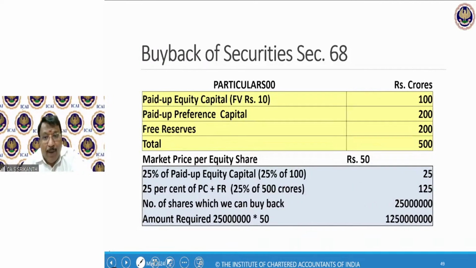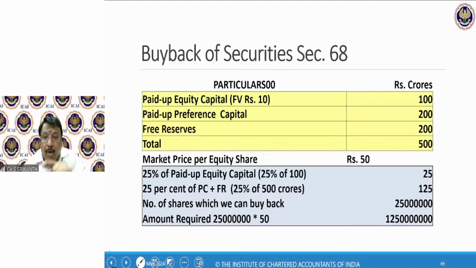Now, to buy back these 2 crore 50 lakh shares, how much do I have to spend? I have to pay the market price. No shareholder will give me below the market price. Why should he give it to me below the market price? Because he can also sell it in the market, right? So either I have to give him slightly above the market price or the market price. So the market price of these shares is 50 rupees. So 50 into 2 crore 50 lakhs gives me 125 crores.